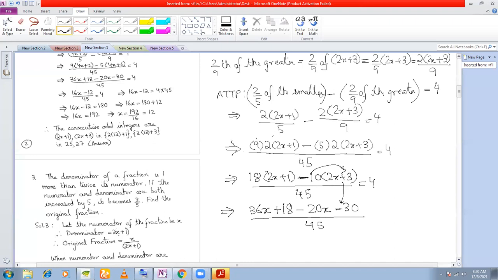Divided by 45 is equal to 4. That means now you see 36x minus 20x is going to give you 16x, right? And 18 minus 30 is going to give you minus 12, divided by 45 is equal to 4. Now you cross multiply. So you get 16x minus 12 is equal to 45 into 4 is 180, right?